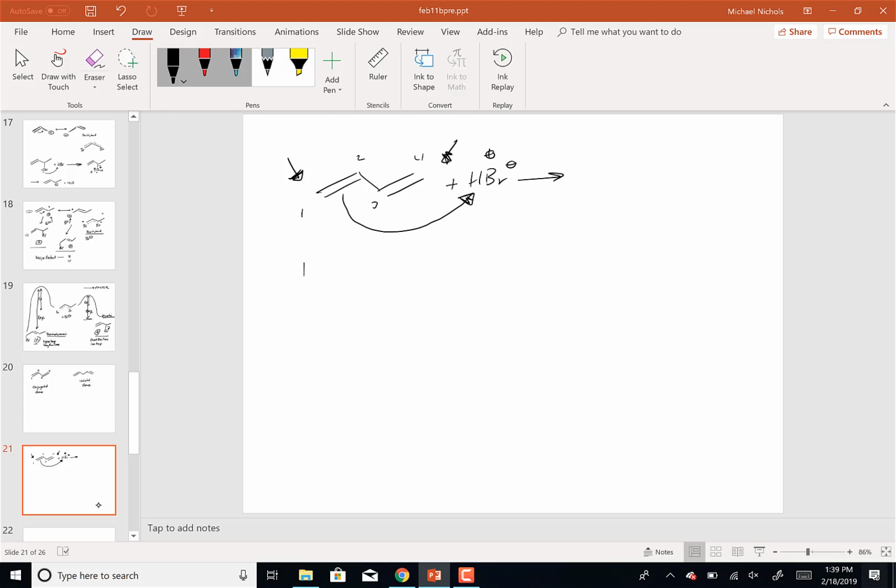Let's add the H to carbon 1. What did I just make? A secondary allylic carbocation. What does it have? Another resonance structure.